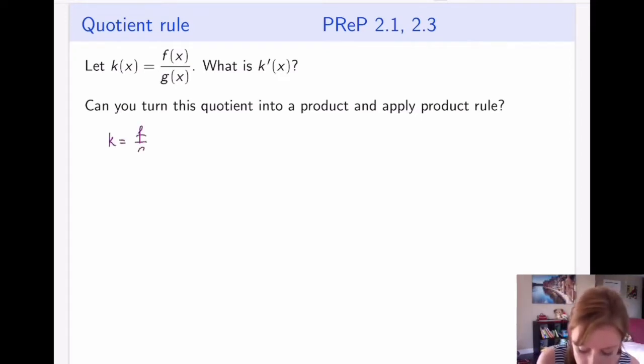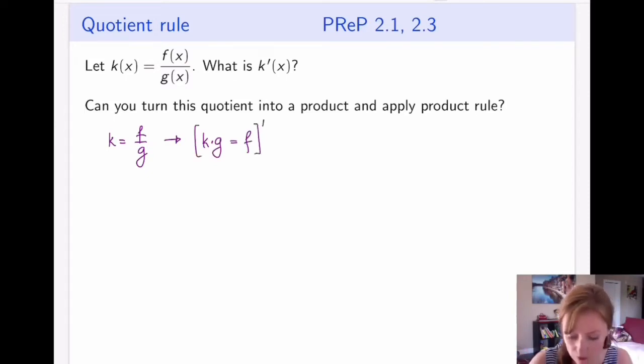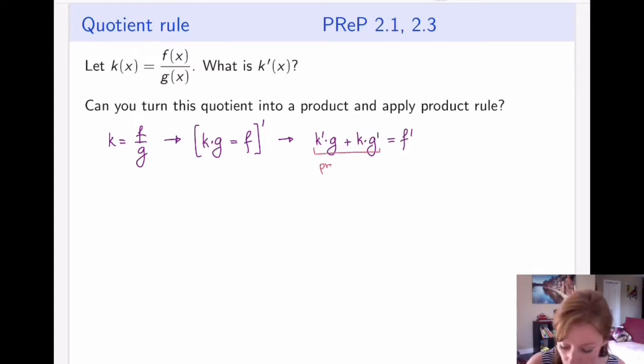So k is just f over g, and I can obviously rewrite this as a product by simply cross multiplying. So I have k times g equals f. And now once that's a product, I can take a derivative of that using the product rule, okay? The product rule will be applied to the left-hand side here. So the product rule suggests that it's the derivative of the first function times the second, plus the first times the derivative of the second, and the derivative on the right-hand side is just f prime, okay?